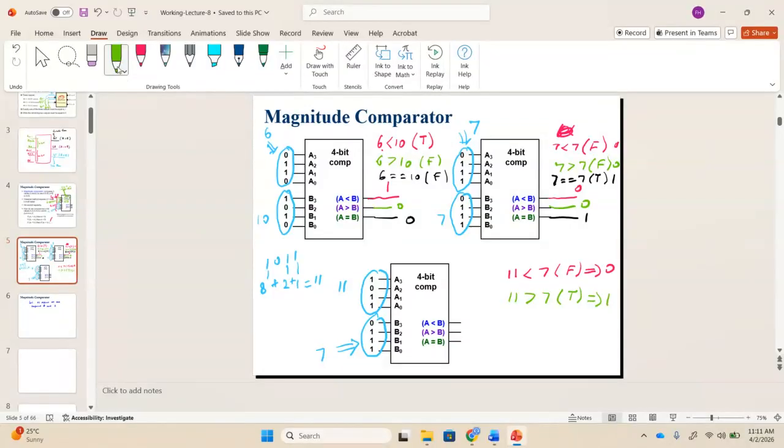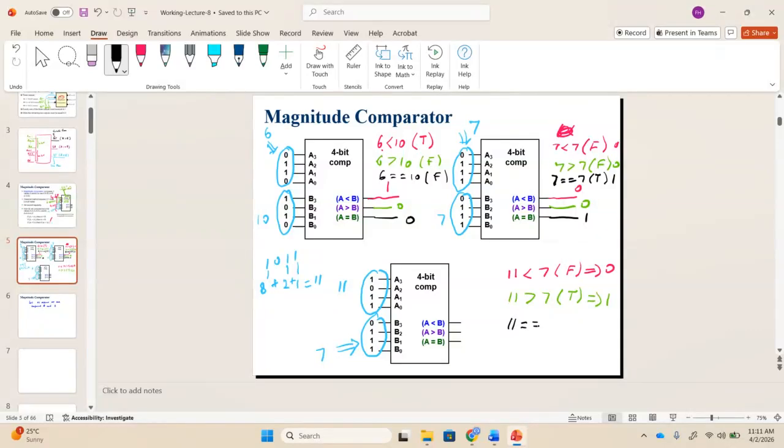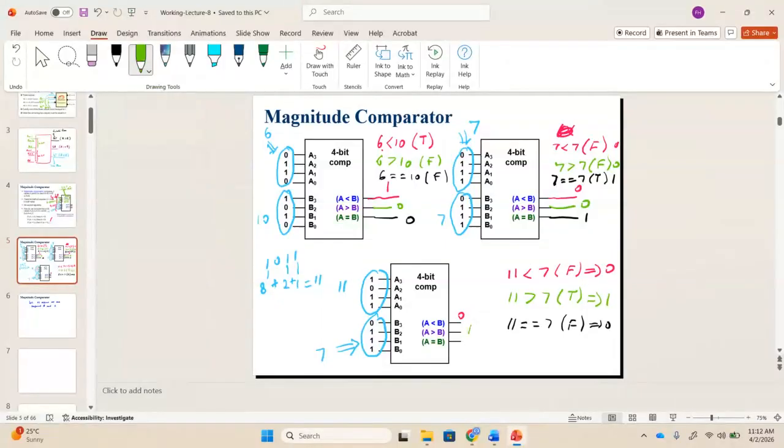And the third condition, which is the black color: 11 is equal to 7. This is false, so it gives me a logical 0. Any question? So the first thing will be 0, the second thing, the green color, is 1, and the black color is 0. Any question?